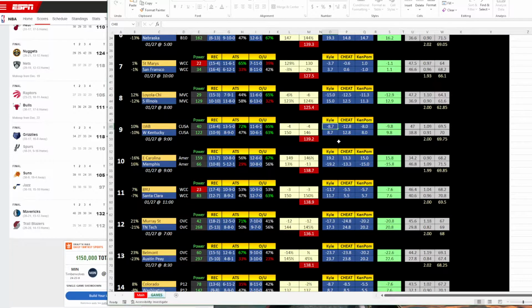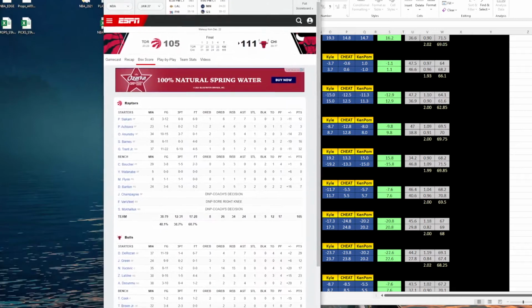And then Kyle's got it at almost 9. We got it at 13. KenPom has it about 8. So an average of about minus 10. So that's a significant enough difference that I said, hey, I like UAB over Western Kentucky. So that was one of the plays that I had posted tonight. But again, just look at these two. If you get a difference of, you know, anywhere from 5 to 10, earmark that game and go look into it.